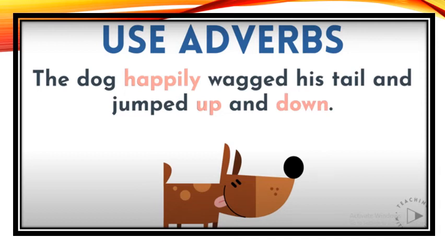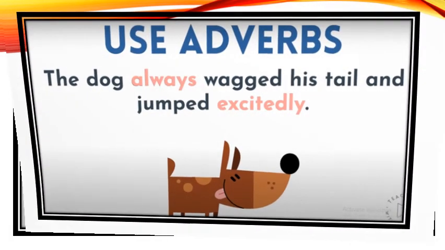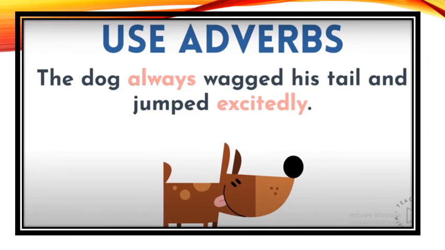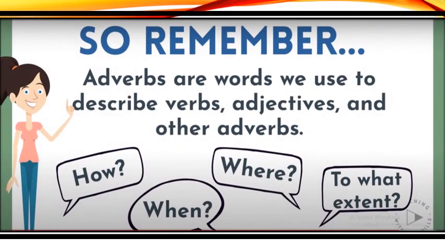So by adding adverbs, you have made this sentence very interesting. You can also say the dog always wagged his tail and jumped excitedly. Now your sentence is interesting. So, you should always remember adverbs are words we use to describe verbs, adjectives, and other adverbs. And they help us to answer questions like how, where, to what extent, and when.